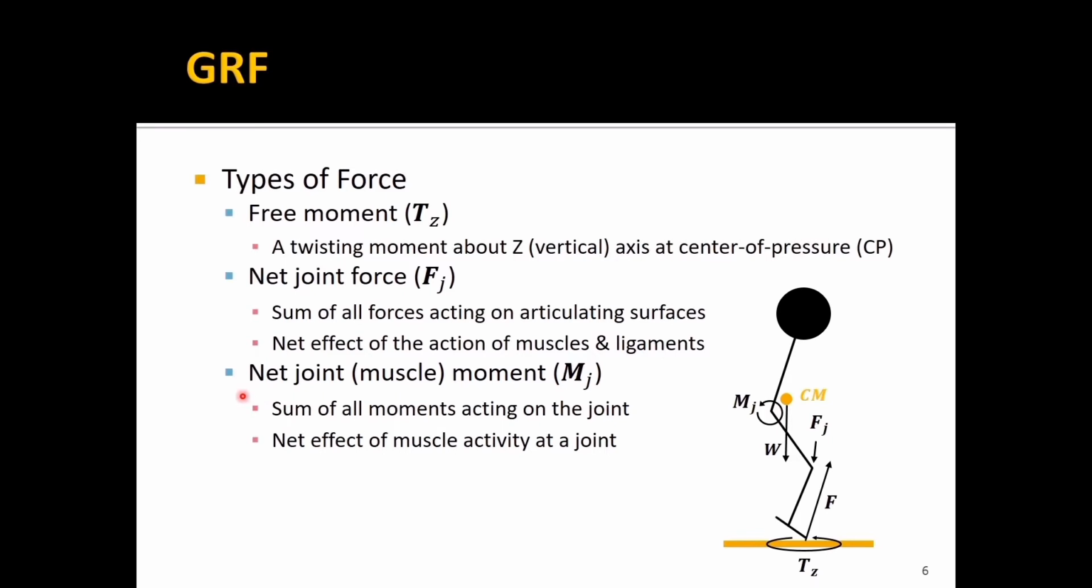Next type is net joint moment or net muscle moment. And this one is defined as the sum of all the moments acting on the joint. If you take a look at this figure, Mj represents the net joint moment. Again, this net joint moment reflects the net effects of muscle activity at a joint.